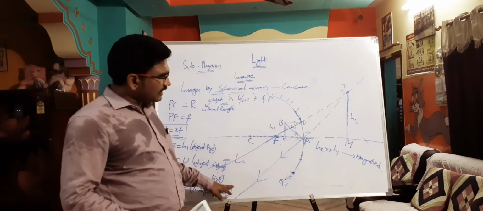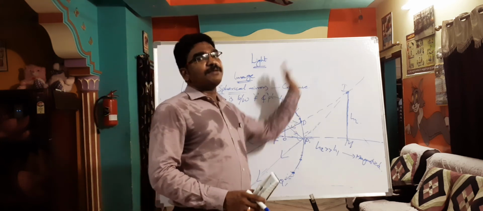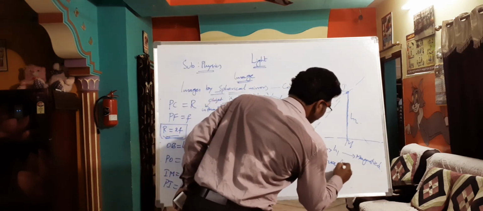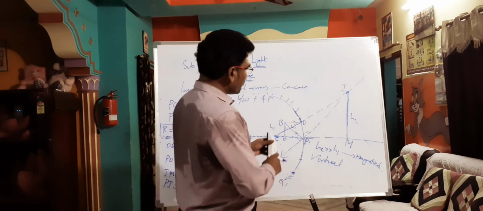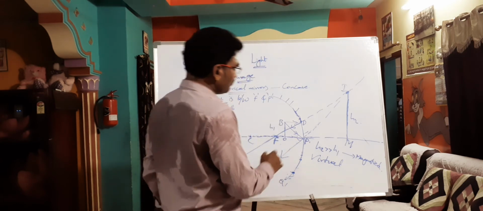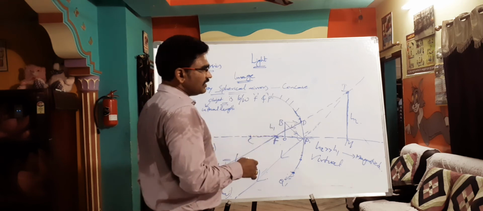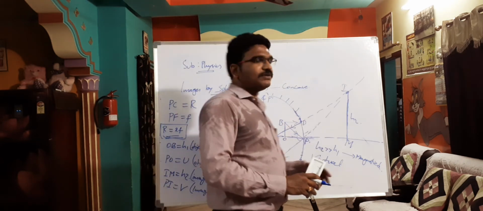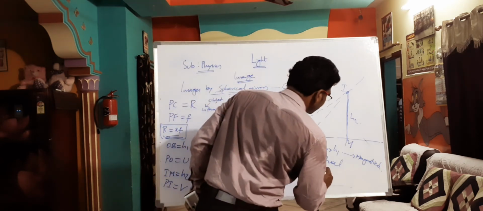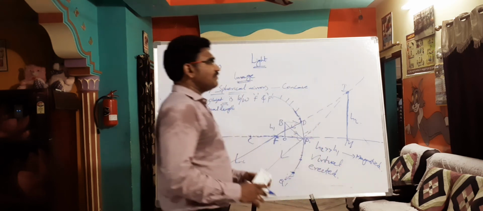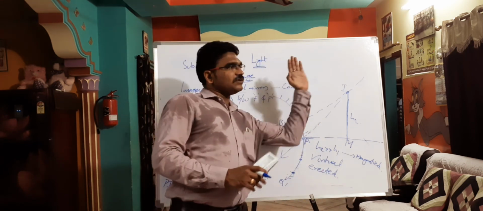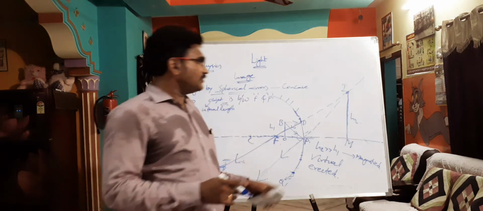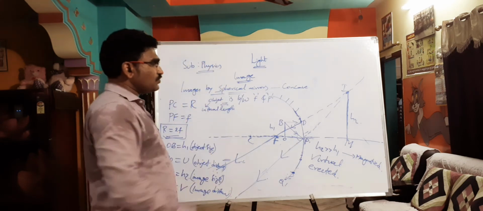But is it a real or virtual image? Have these two reflected rays really met? No, they appear to meet. It is formed behind the mirror, which means it is virtual. Now you see the object distance, the image distance also increased. Is it erect or inverted? The object is above the principal axis, the image is also above the principal axis, so it is erect. You are not going to get an inverted image. Object is like this, image is also like that. So what type of image? Magnified, virtual and erect image.